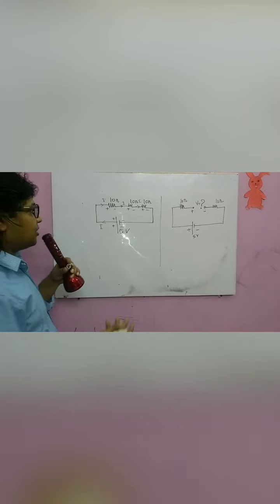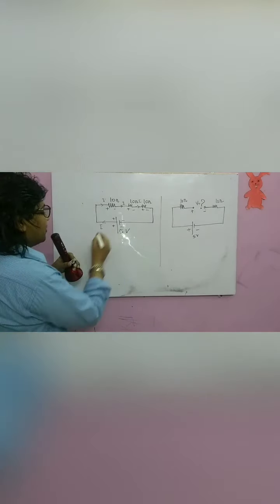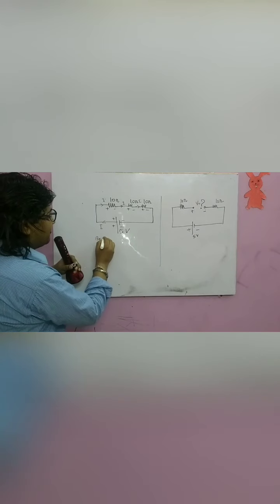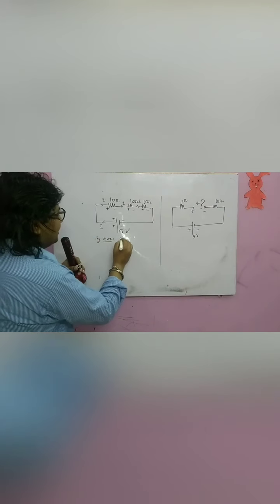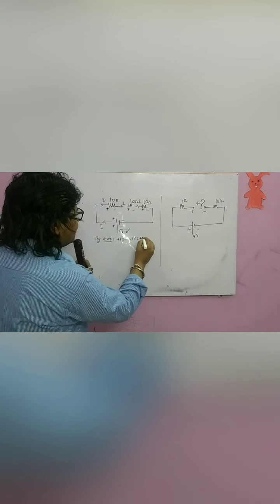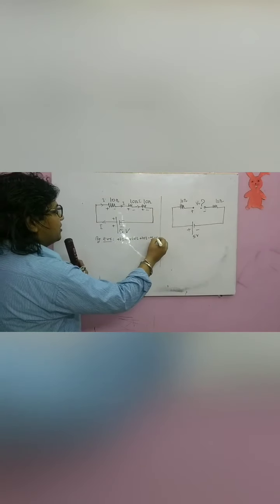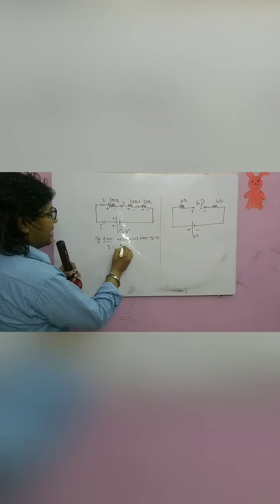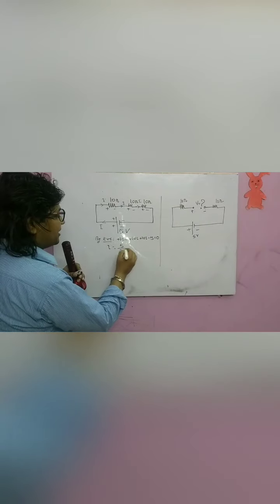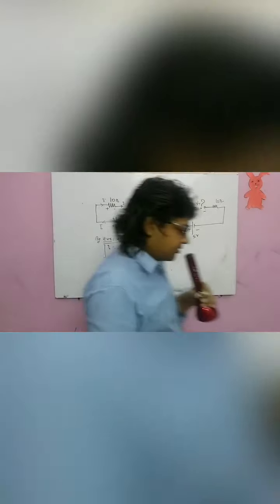So we can apply the KVL rule. What can we write by KVL, right? 10I plus 10I plus 10I minus 5 is equal to 0. So what will be I? I is equal to 5 by 30 ampere. So this is your answer in normal condition.